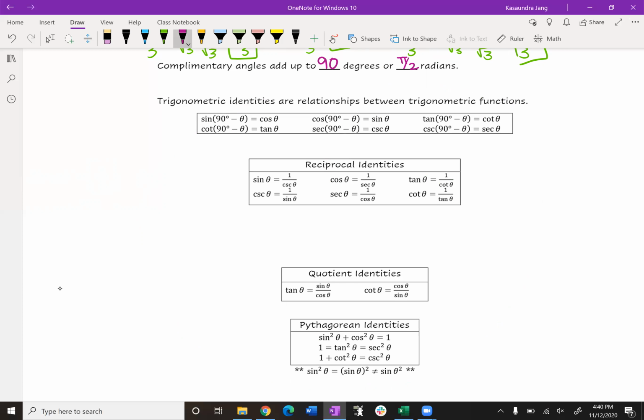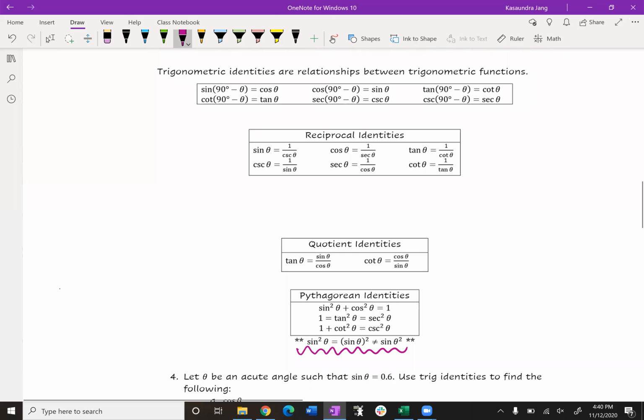And I did want to clarify this right here. This at the bottom says that sine squared of theta, that's the same thing as sine of theta all squared, but it is not the same thing as sine of theta squared. This one is just squaring your angle as opposed to squaring the entire sine of theta. So beware, I see a lot of people try to interchange these equally, but this one is not equal to the other two.